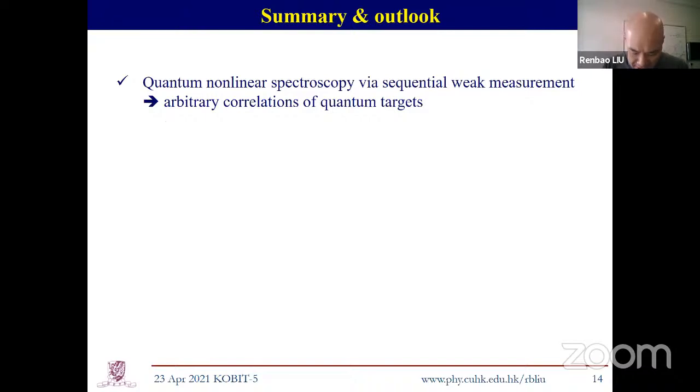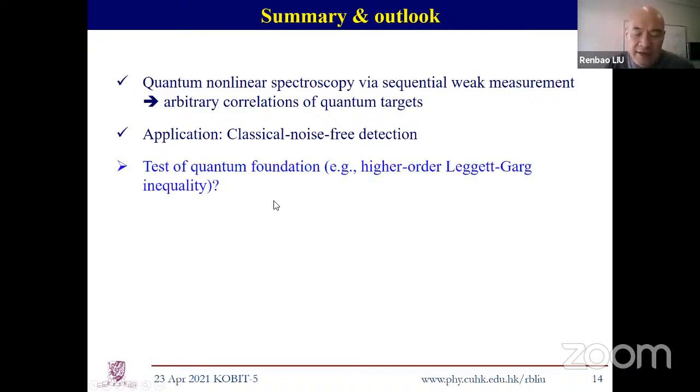Right. So this is a summary of my talk. Basically, I've tried to introduce this idea of quantum nonlinear spectroscopy using sequential measurement and looking at the correlation functions. We see that arbitrary correlation functions of quantum targets actually can be extracted. Right. So I took a few examples. One particular example is the application to classical-noise-free detection of a quantum object. Okay. And then the ongoing research is trying to use these high-order quantum correlation functions to test, for example, quantum foundations, such as the high-order Leggett-Garg inequalities.